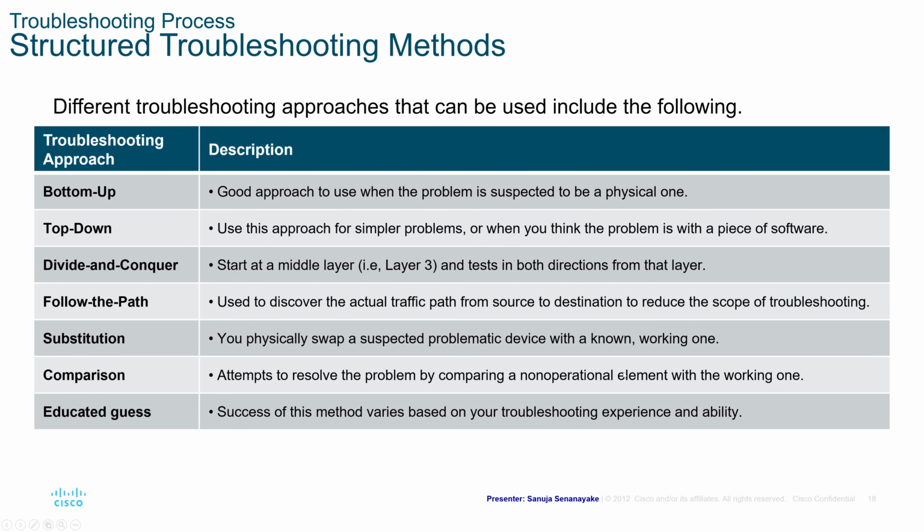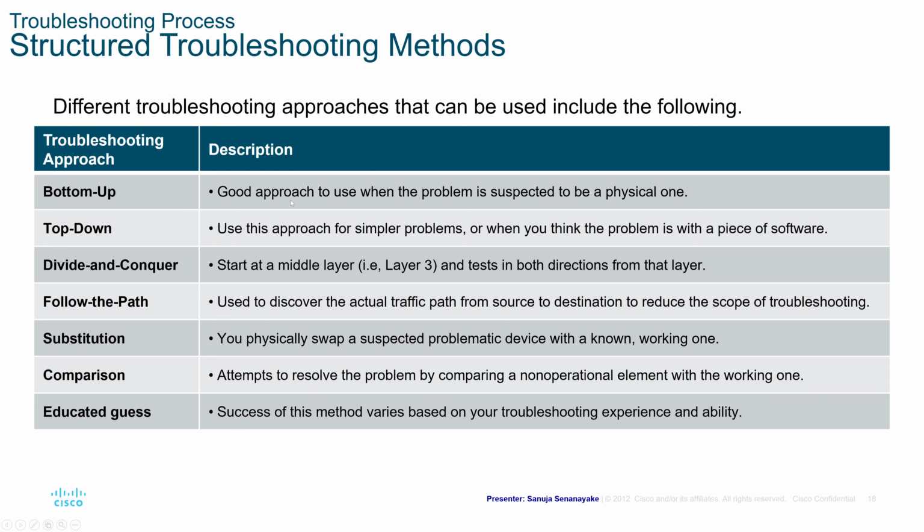Structured troubleshooting methods. Different troubleshooting approaches that can be used include the following: bottom-up, top-down, divide and conquer, follow the path, substitution, comparison, and educated guess. I have used all of them for my home networking needs as well as my networking classes. I have used all of these items, not one or the other, honestly. In my opinion, you shouldn't be sticking to one type of troubleshooting approach. You should mix them up. So let's look at what they are.